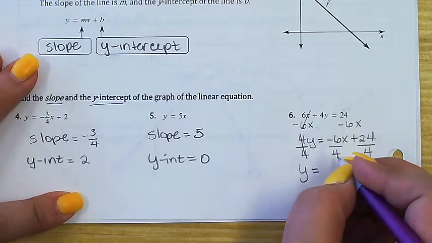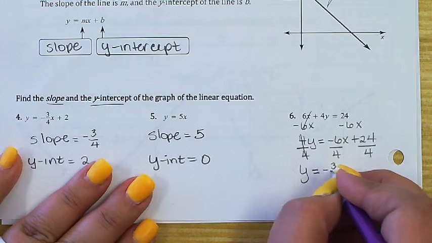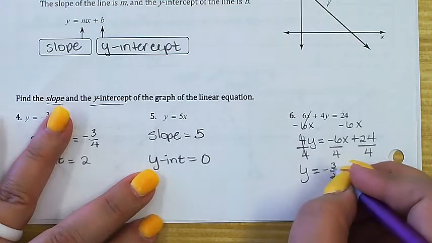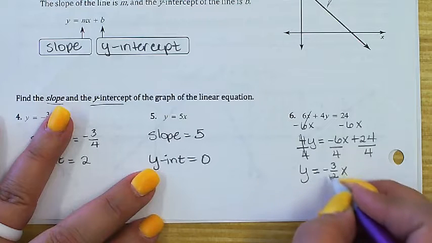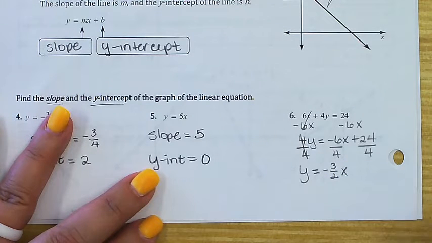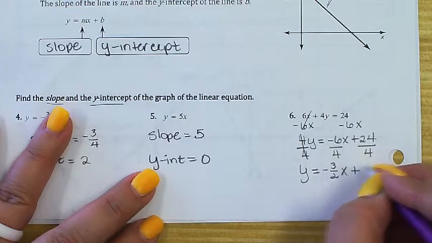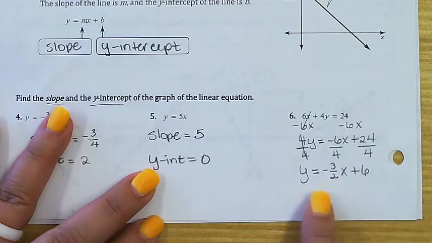Here I have negative 6 over 4, which does simplify to negative 3 over 2. But do leave it improper. This is one of the reasons we really like having improper fractions over mixed numbers, because so many times what we're talking about is slope. We just want to be able to see the rise over the run. So do not worry or bother with making that a mixed number. And then 24 divided by 4 happens to be 6.